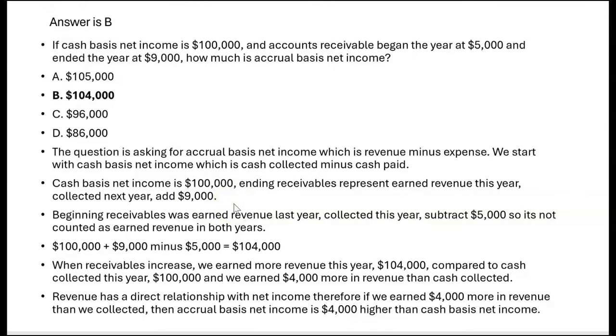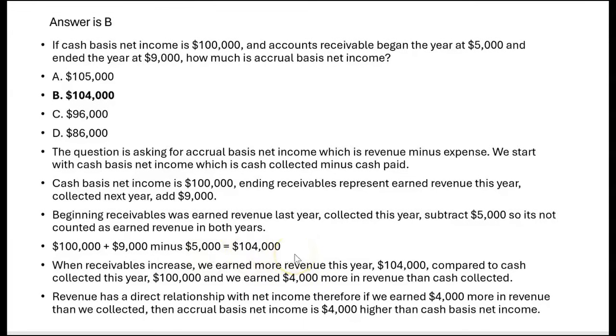And revenue and net income have a direct relationship. So we'll add the 9,000 to what was already collected. We're at 109. But we're not done, because beginning receivables represent what was earned revenue last year, collected this year. So subtract 5,000, so it's not counted as earned revenue both this year and last year. It was already counted last year. Subtract the 5,000 beginning receivable because it's not this year's revenue. It's only this year's cash collection.